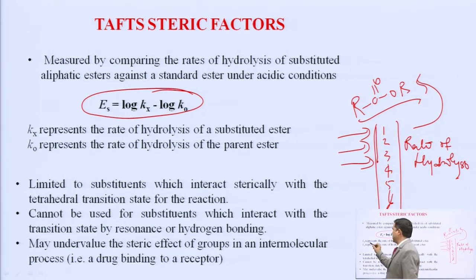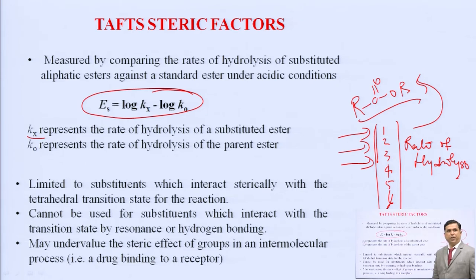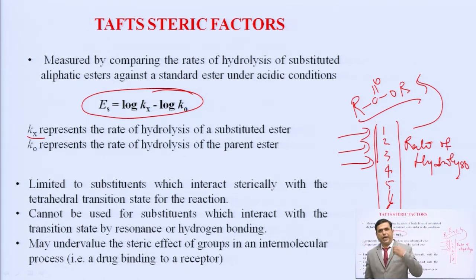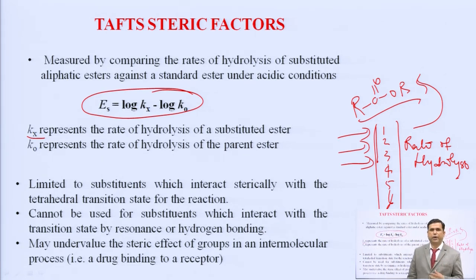So, here k_x represents the rate of hydrolysis of the substituted ester, and k_0 represents the rate of hydrolysis of the parent ester. So, the parent ester we have, and from this parent ester we develop different types of molecules derived from that parent ester. Again, we have to compare the rate of hydrolysis with the parent ester only.